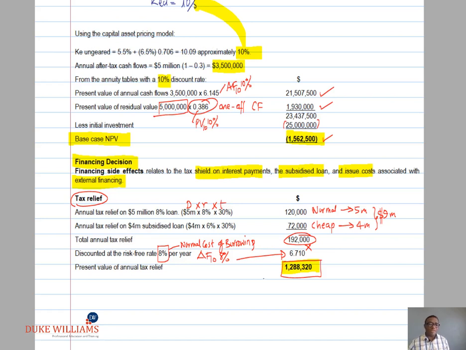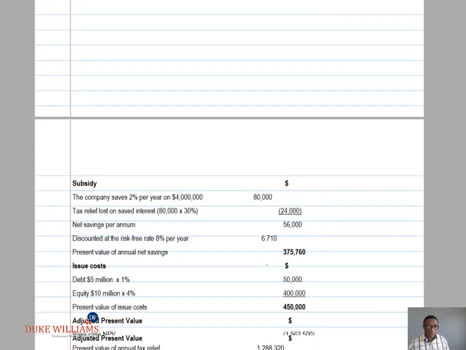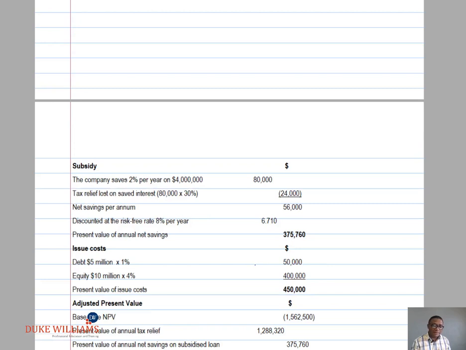Now, we're going to look at the cheap or subsidized loan. For the cheap loan, what do we save? What do we lose as tax relief? And then we knock off the issue cost. So every year, we will be saving 2% on the entire 4 million. That is that value there. And then the tax relief lost on these savings, we are losing 30%. And so the net savings per annum on the debt is that. Again, at the same annuity factor, the present value of annual net savings on the cheap loan comes to this bit there. So that is a positive figure.